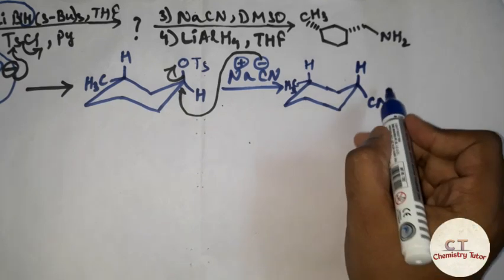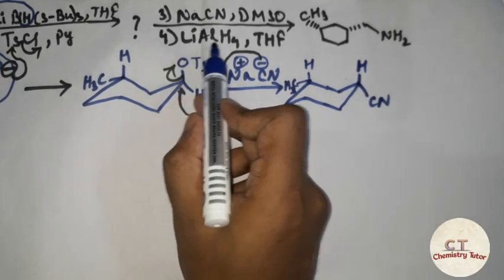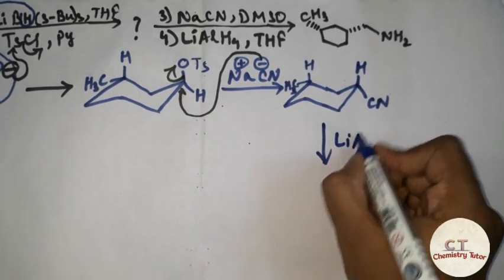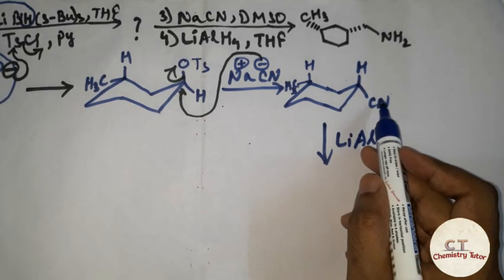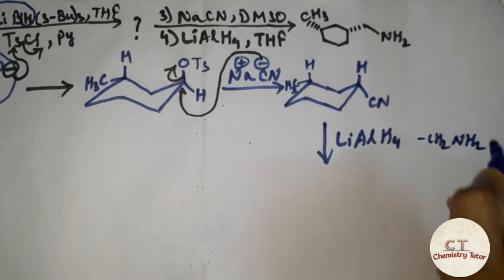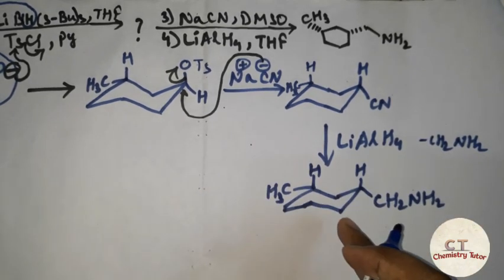Okay, the cyanide attack will be in the equatorial position, and then LiAlH4 is added. On addition of LiAlH4, since it is a hydride donor, it will convert CN to CH2NH2. Okay, then what it becomes? So this will be the final product.